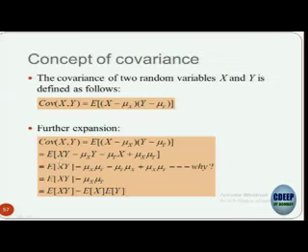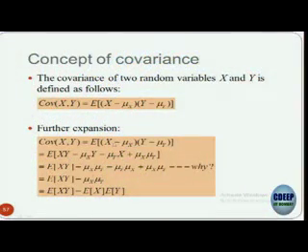So, let's look at the first term. This is E of XY. What about the second term? I have E of mu_X Y. Mu_X is a constant. Let me repeat this: mu_X is a constant. Why is it a constant? Because it is a property of a random variable. In this case, it's the expected value of the random variable X. So, X is a random variable, but mu_X is not a random variable. It is a constant, so it just comes out of the expectation operator. And this is E of Y, which is mu_Y. Likewise, this is mu_Y mu_X, and this is again mu_X mu_Y.